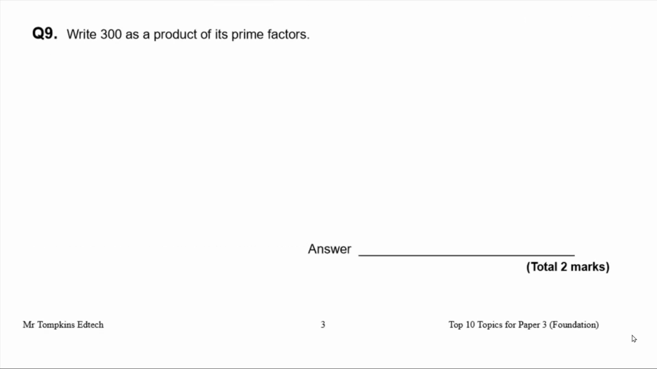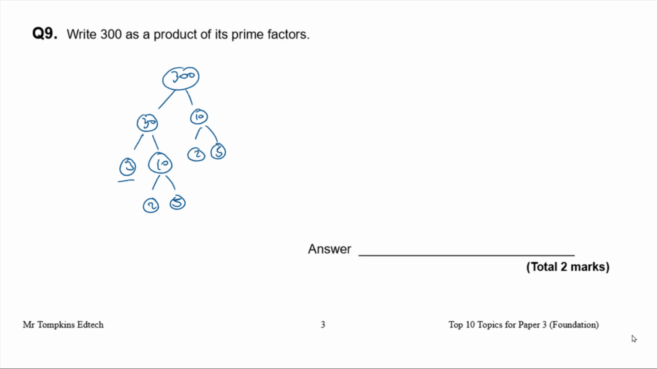Question 9, write 300 as a product of its prime factors. So if you didn't have a calculator, you could do it with the little tree like this, where you find two numbers that multiply together to give you a number, and you keep going until you get to prime numbers. So you can have 30 and 10. 30 breaks down to 3 and 10. 3 is prime, 10 isn't. I can break that down to 2 and 5. 10 I can break down to 2 and 5. So you can do it that way, and then your prime factors are going to be all the leaves at the end that you get.